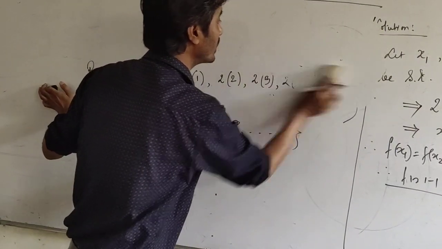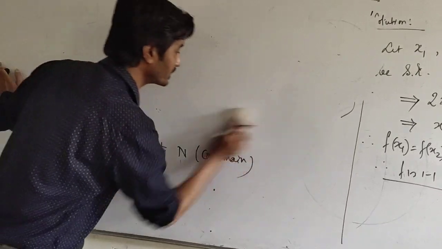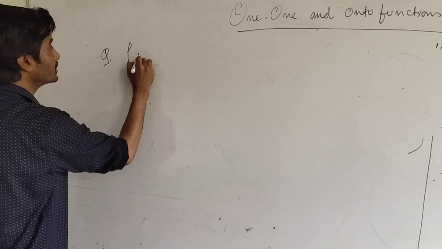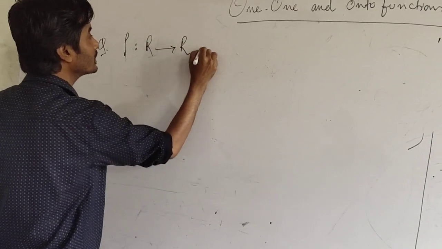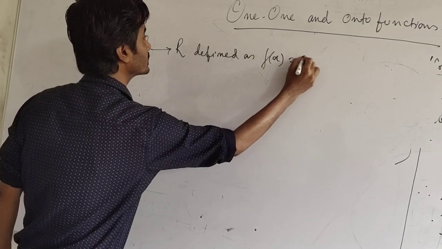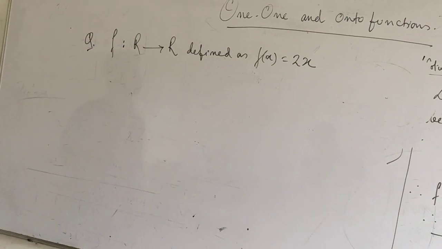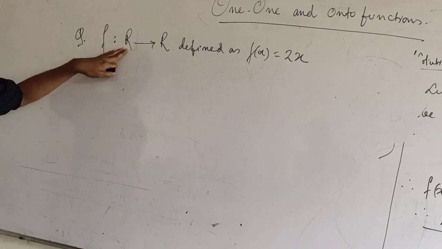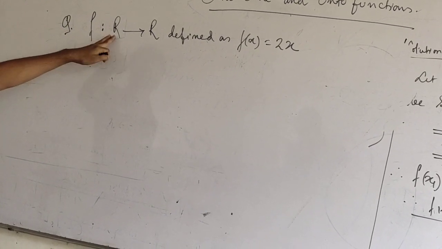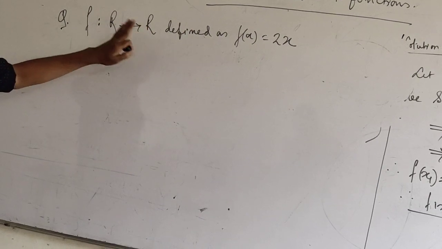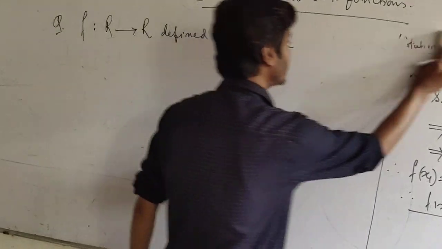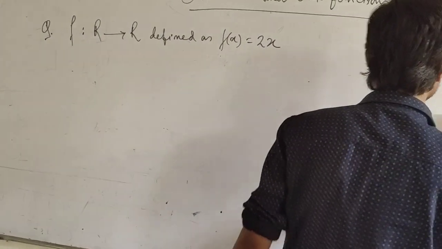Next, we will consider one more function, another simple function. This one, f is a function from R to R defined as f(x) equal to 2x. Here the definition is same as the last one. However, here the domain is R and the codomain is R. In the last function, we had considered the domain as N and the codomain as N. But here our domain is R and the codomain is R. Now we will try to check whether this function is one-one or not.